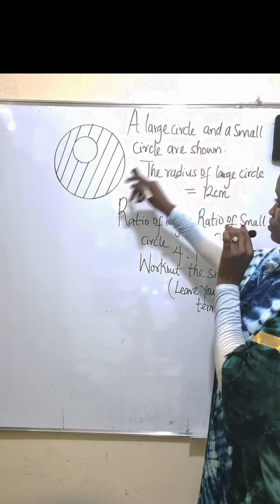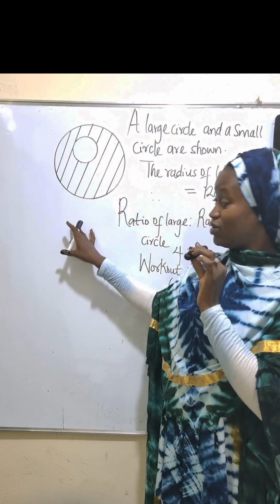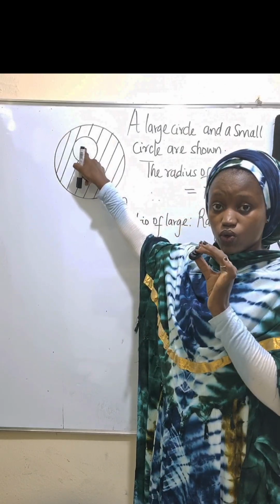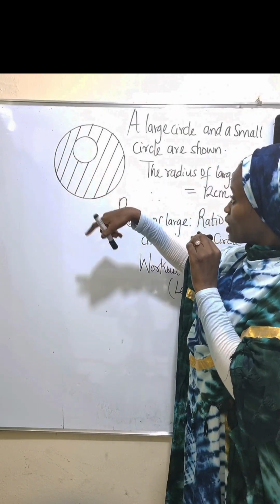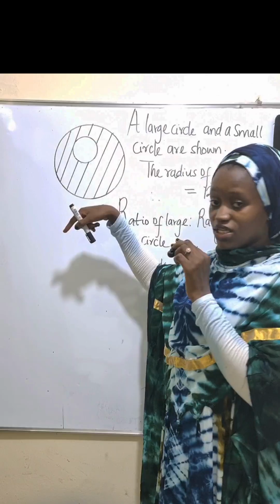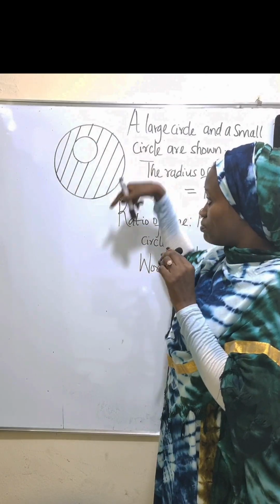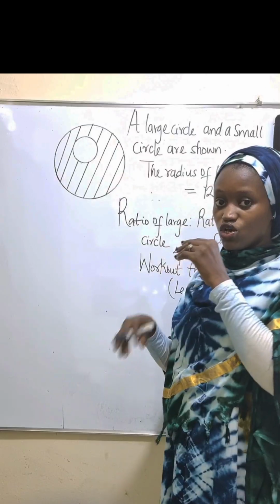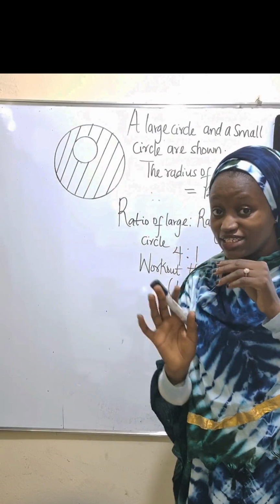A large circle, we can see we have two circles here. We have a bigger circle and a smaller one, and in between we have the shaded part. The smaller circle is inside the bigger one, then we have the shaded part. So let's read the question and analyze this together.